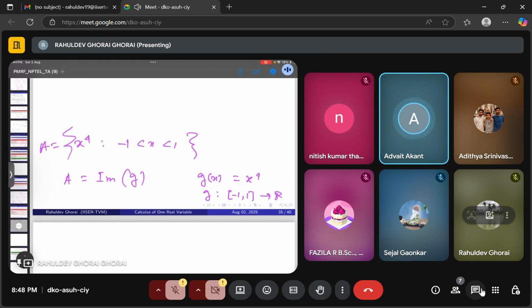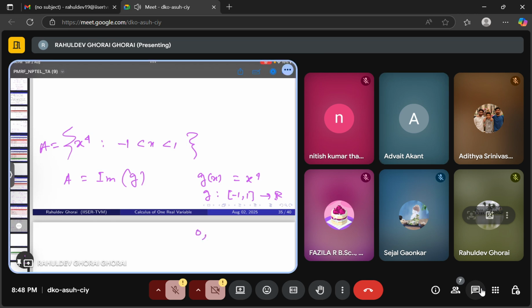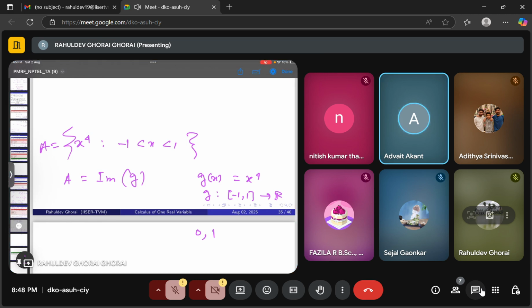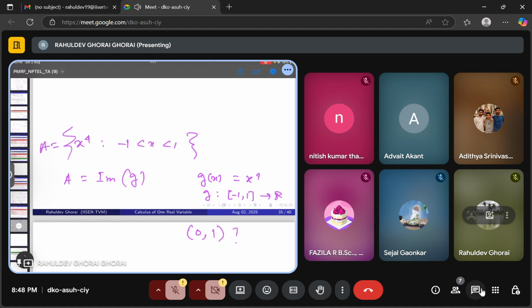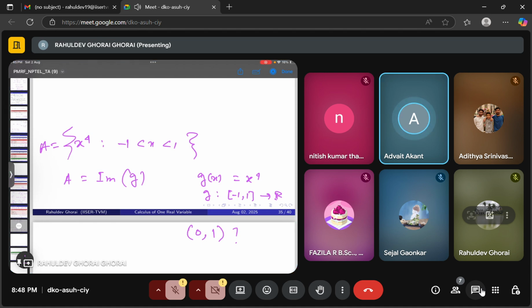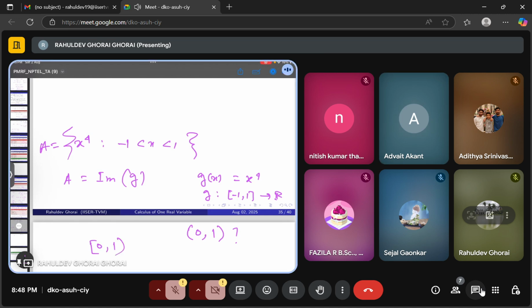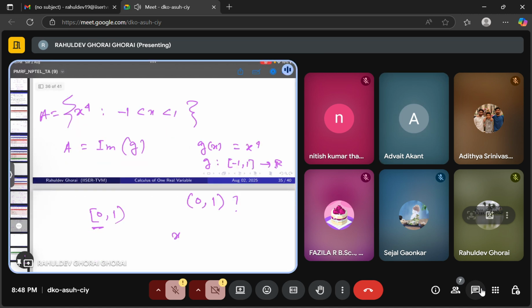Close 0 to open 1. Sorry, 0 to 1, like this. No, 0 is closed. Great, because when x is 0, then x to the power 4 will be 0, so that is included.